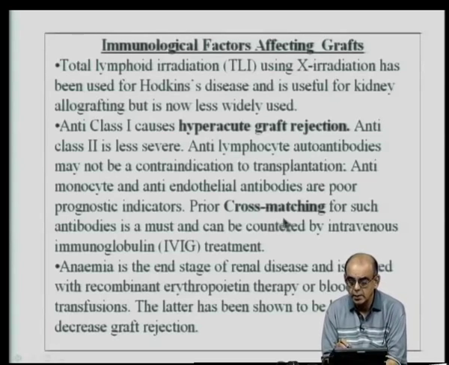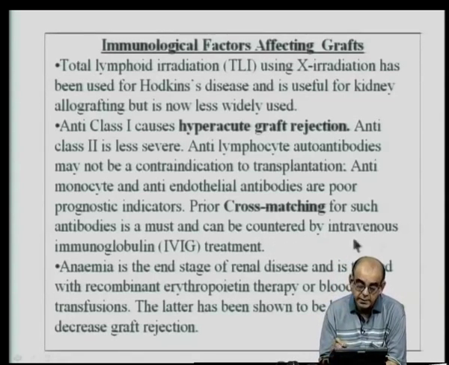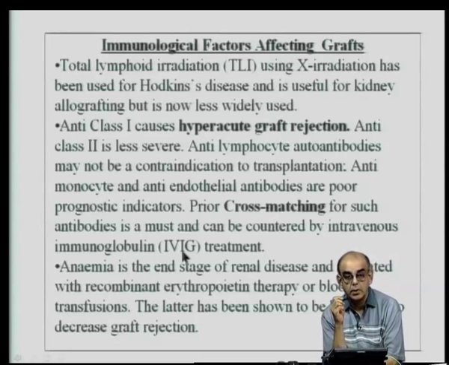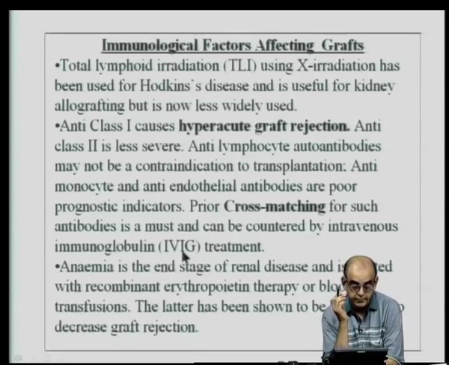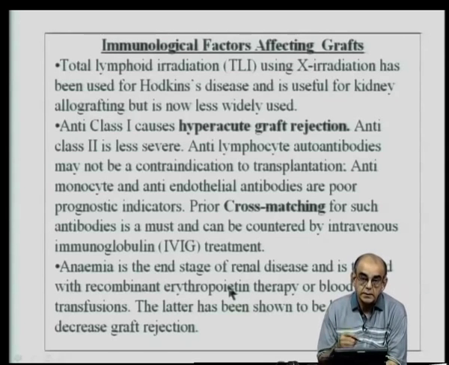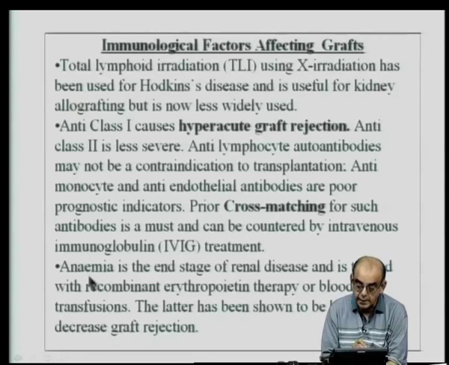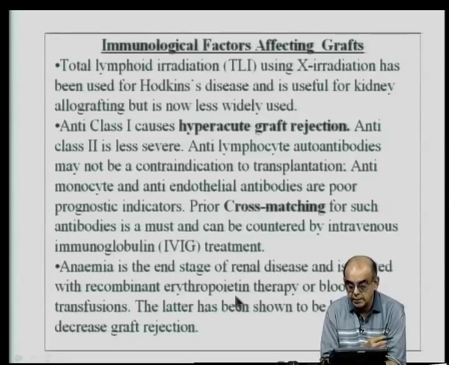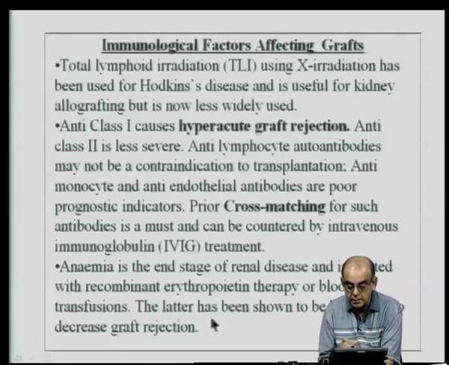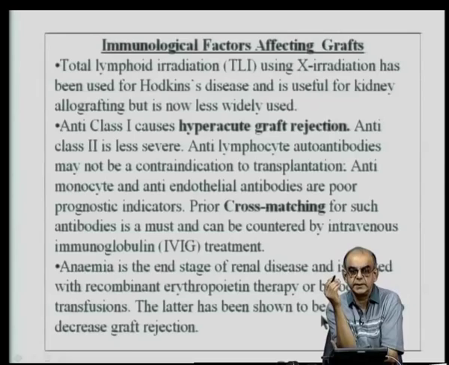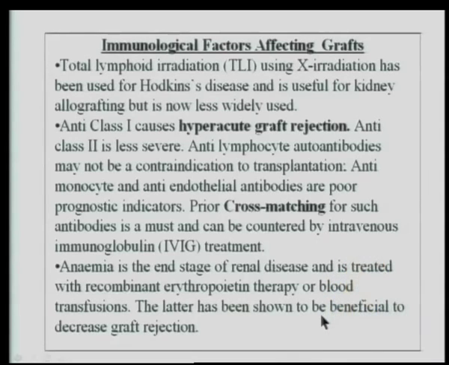As I told you earlier, cross matching is a must. Cross matching for antibodies is a must, and if these antibodies are present, it must be countered by intravenous immunoglobulin, or what you call IVIG treatment. Now, in renal disease, one can make out if there is a hyperacute graft rejection if there is anemia, and of course, it is treated by recombinant erythropoietin and blood transfusion, and the blood transfusion has been shown to be beneficial to decrease graft rejections for a variety of reasons.